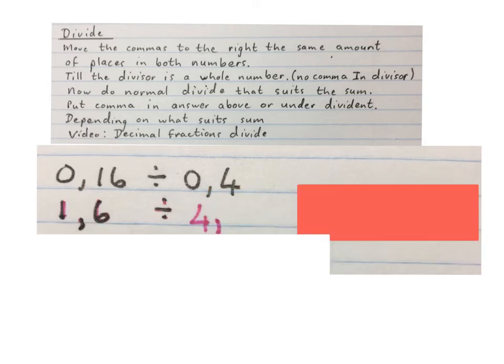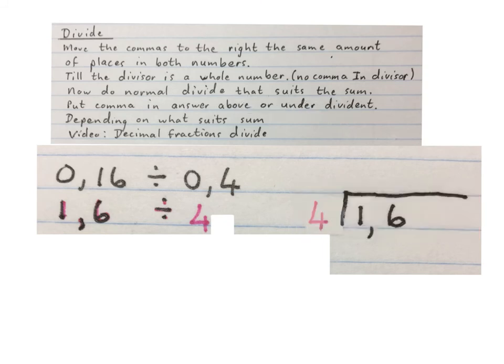At this stage, the sum would look like this. Please don't write the comma in the divisor. So we move the comma in this fraction to the right until it's behind everything. Big words, till the divisor is a whole number. No comma in the divisor anymore. Now we do a normal divide that suits the sum. From here it depends on you.